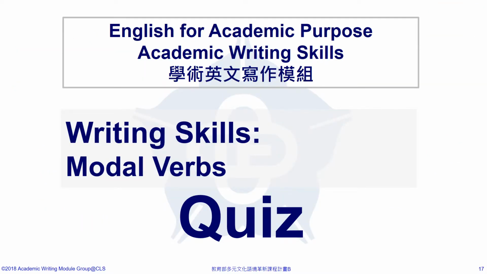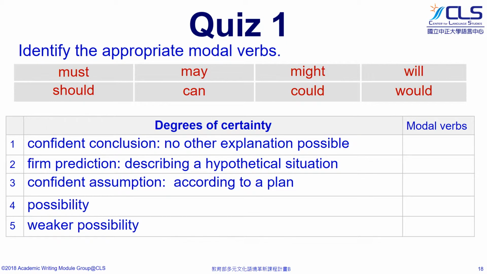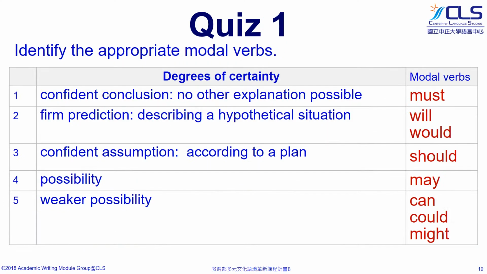Now, let's move on to the quiz part to check our learning. First, please identify the appropriate modal verbs. As can be seen from the table, must is used to show a confident conclusion when there's no other possible explanation. Will is used to show a firm prediction, while would describes a hypothetical situation. And should shows a confident assumption according to a plan. Finally, may is used to show possibility, while can, could, or might are used to show weaker possibility.